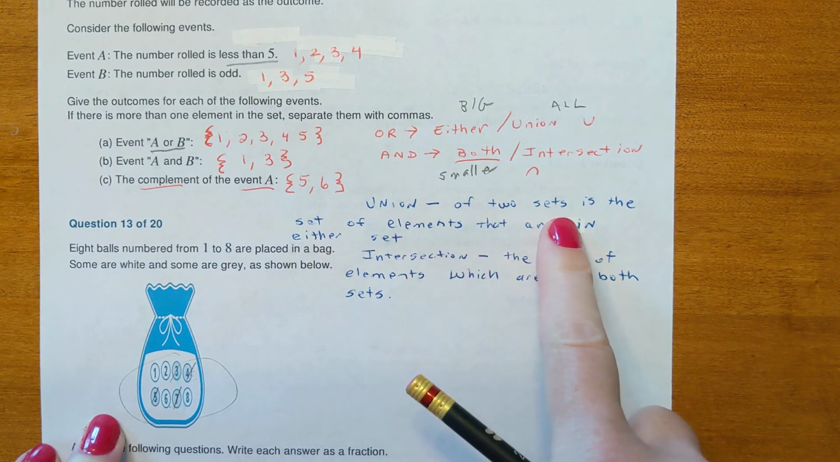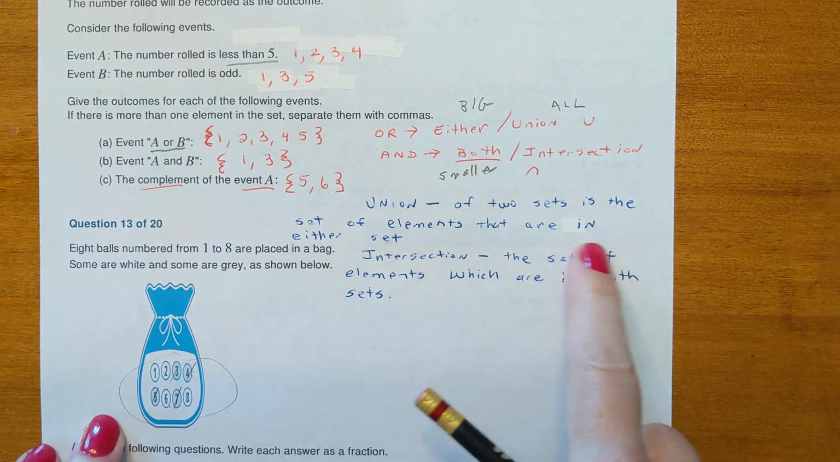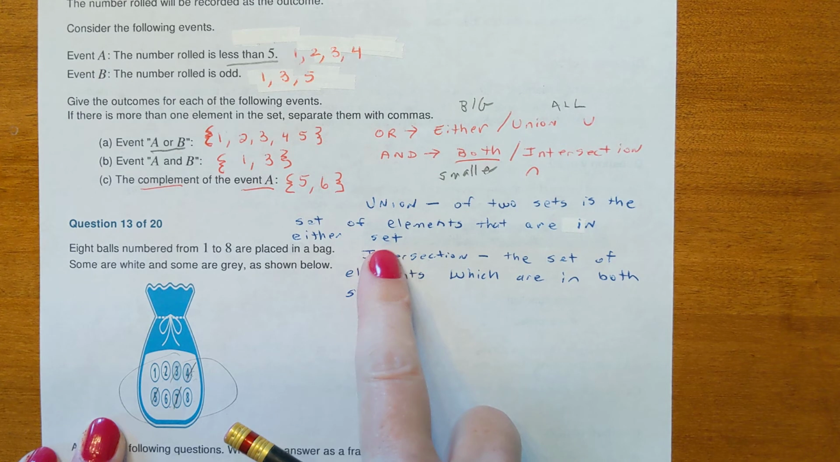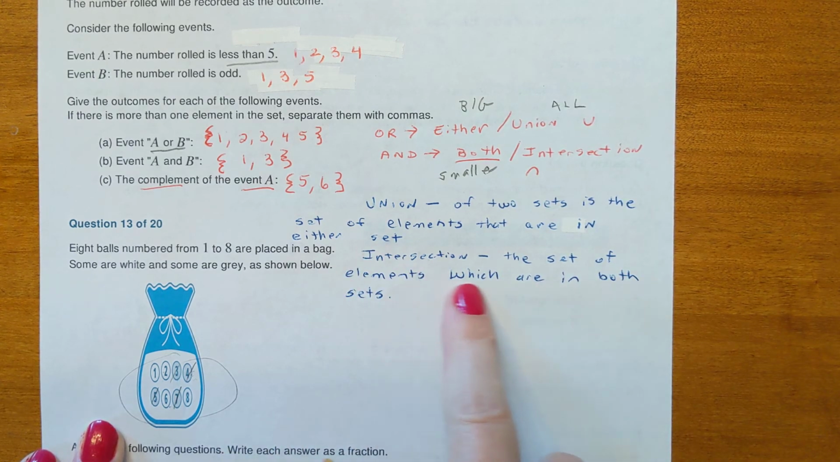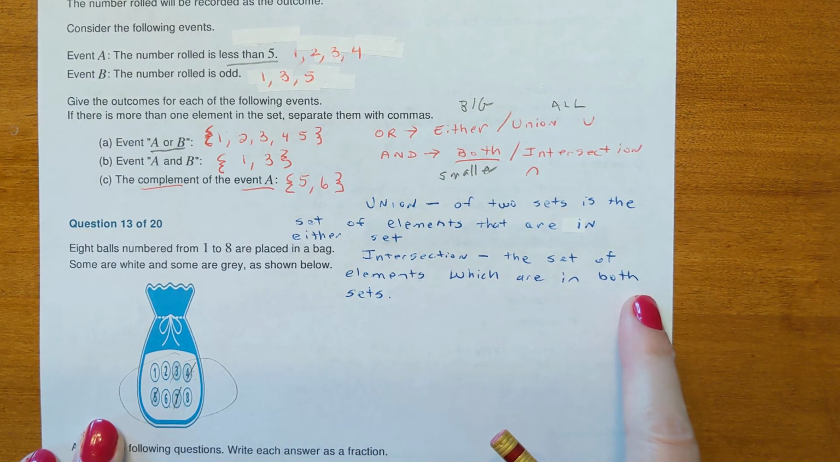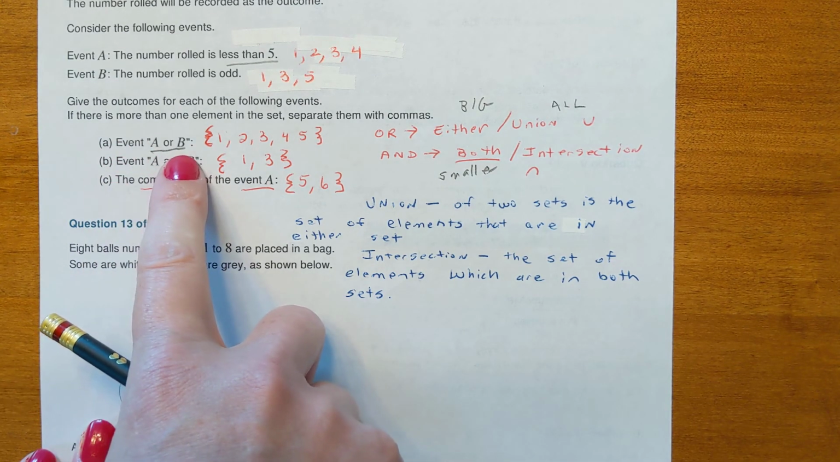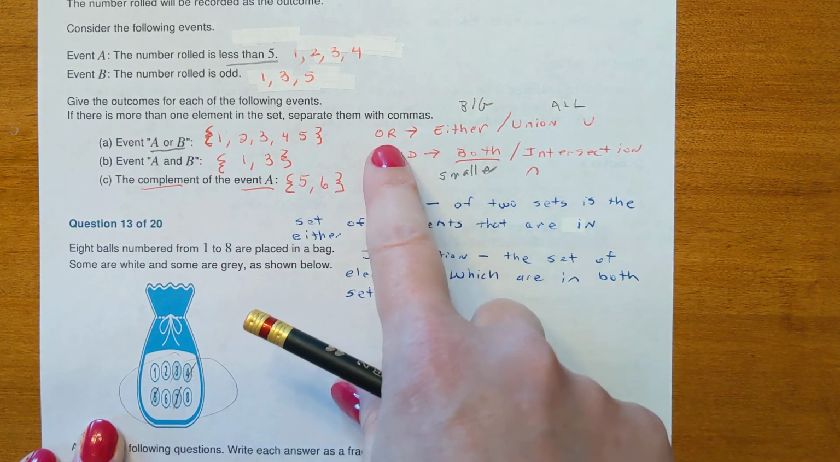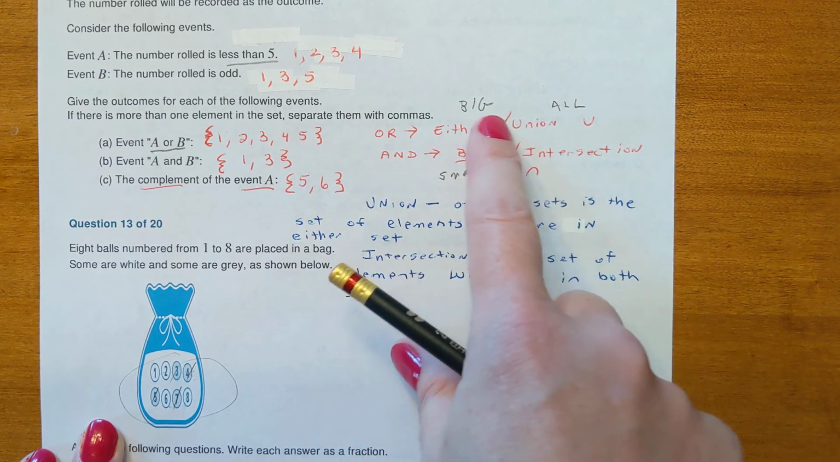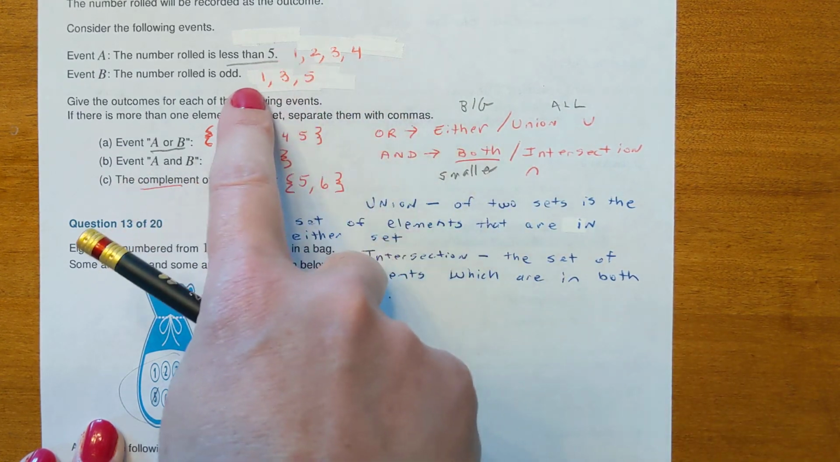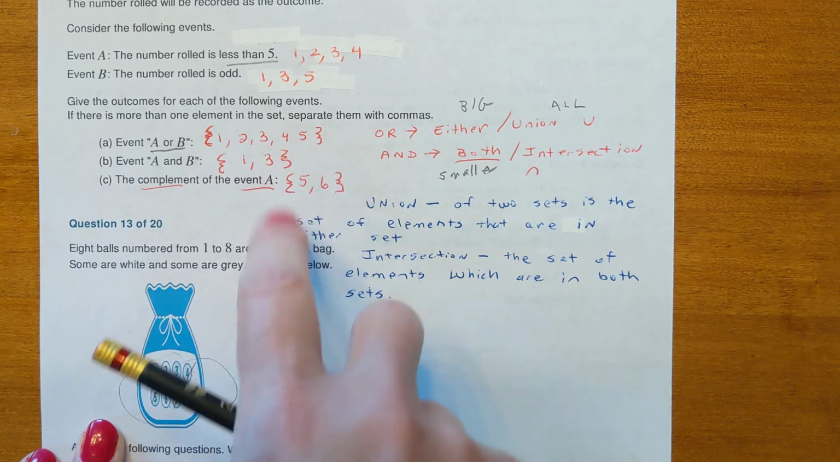So the union of two sets is the set of elements that are in either set. Intersection is the set of elements which are in both sets. Again, it's a smaller set. So event A or B, they said or, so it's either, or all of it, and it's a big set. So it's everything in A and everything in B. So it's all of that.